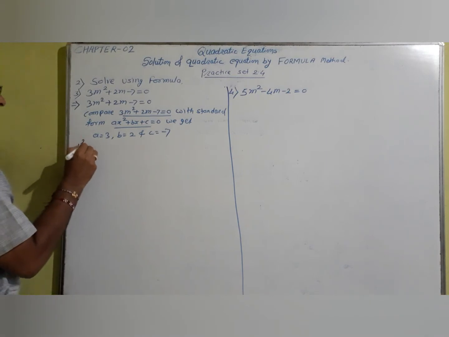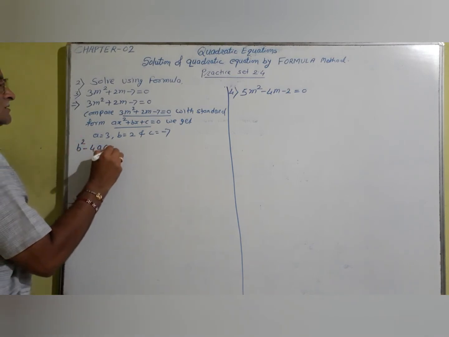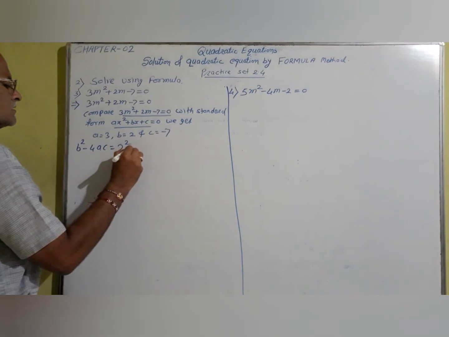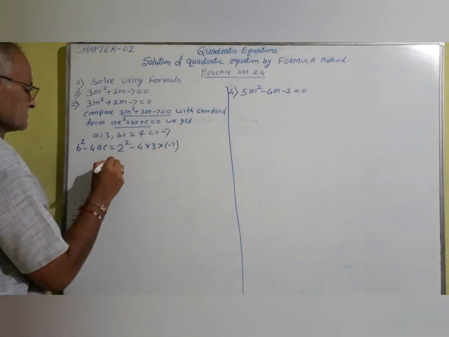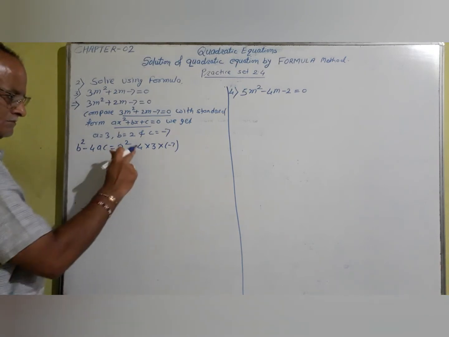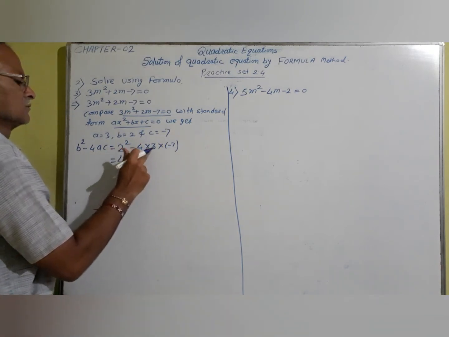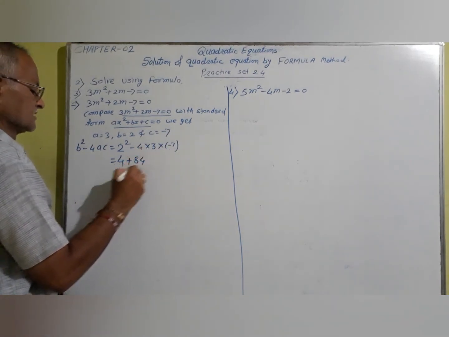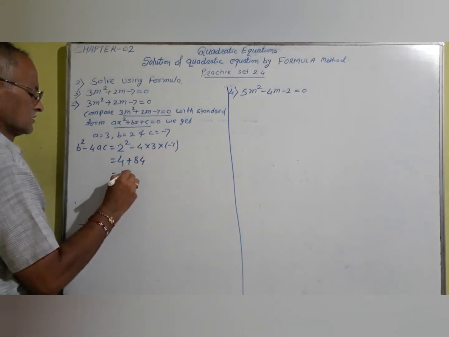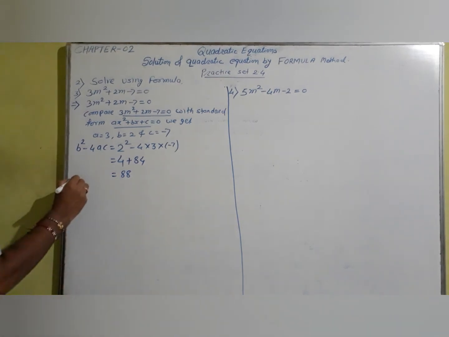Find the value of b square minus 4ac is equal to 2 square minus 4 multiplied by a multiplied by c. 2 square means 4, minus minus plus 4 3s are 12, 12 7s are 84, that is equal to 88.